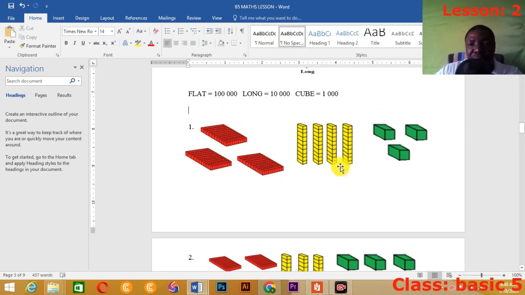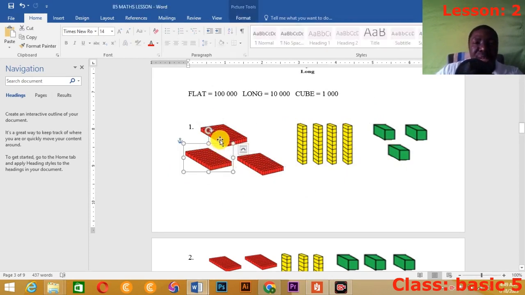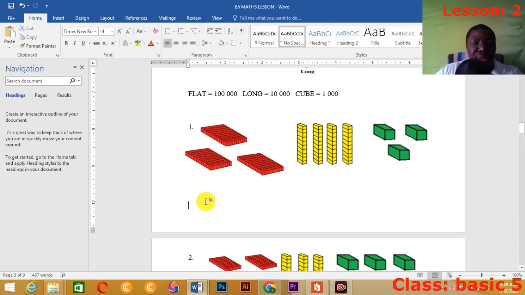So if I ask you to write the number from this multi-base material, how do you write it? How many flats do you have there? 3. Okay, you have 3 flats, so 3 times, and 1 flat is equal to what? 100,000. Plus, how many longs do we have? 1, 2, 3, 4. So 4 times, and the long represents 10,000. Plus, how many cubes do we have? 3 as well. So 3 times what? A cube represents 1,000. So what will be your value?